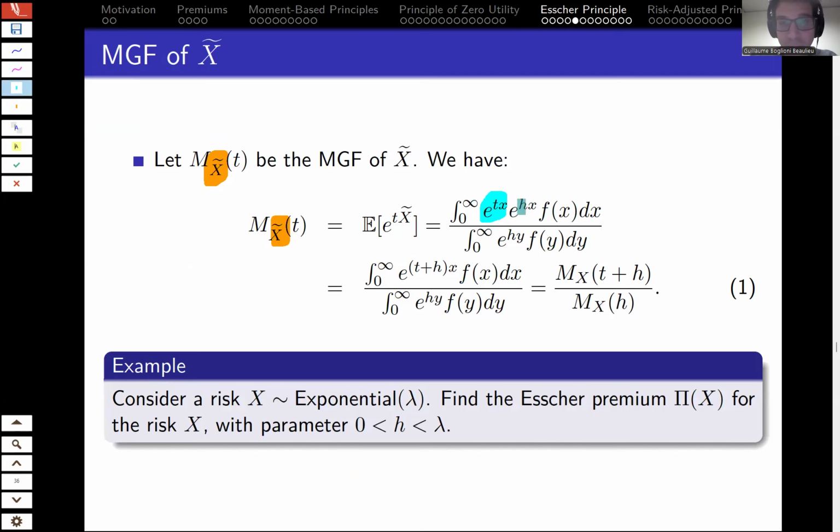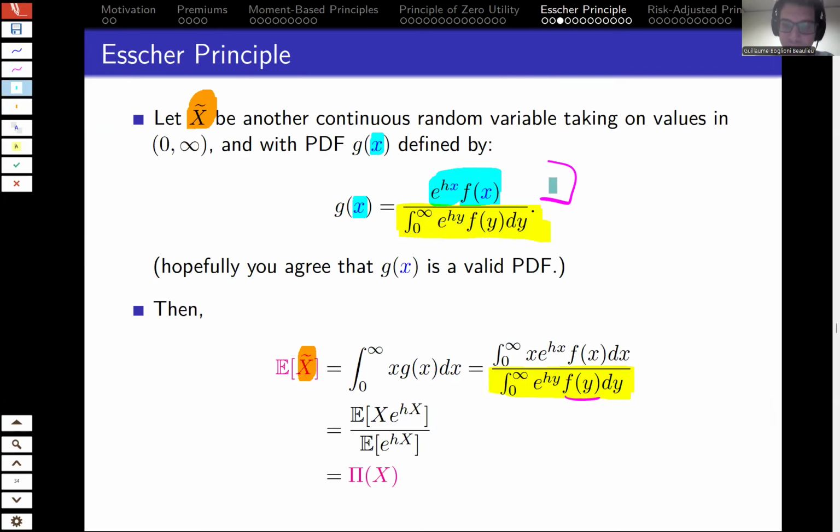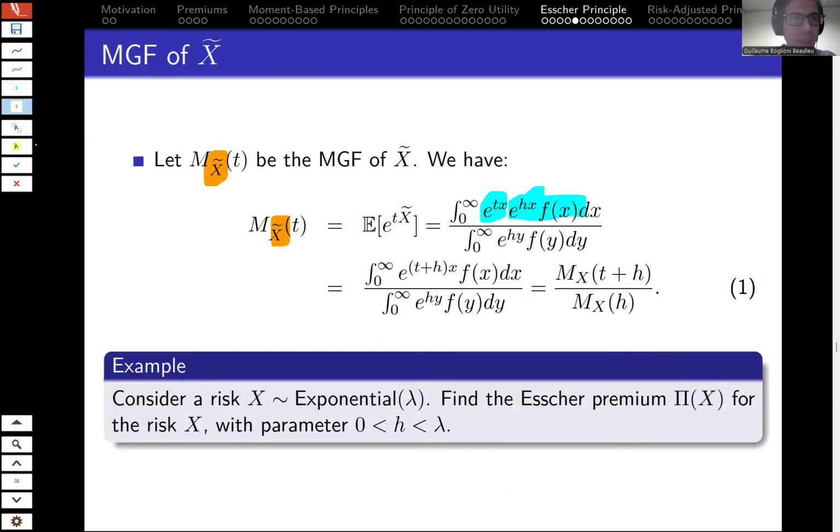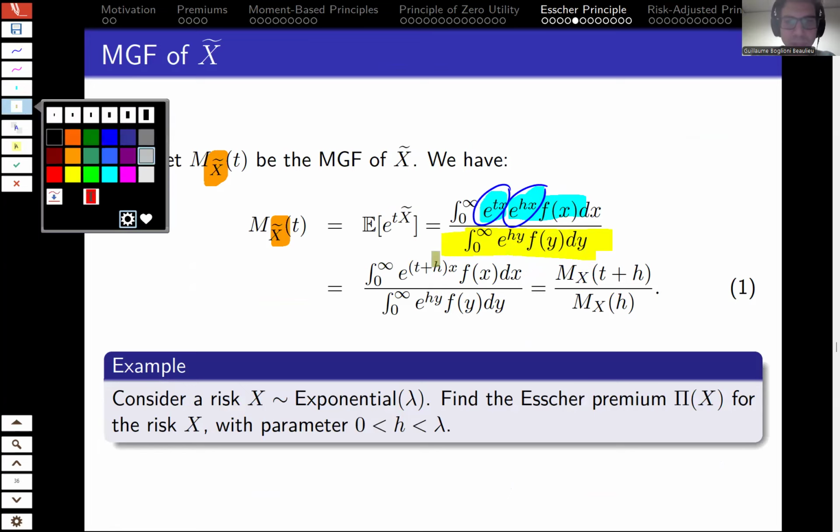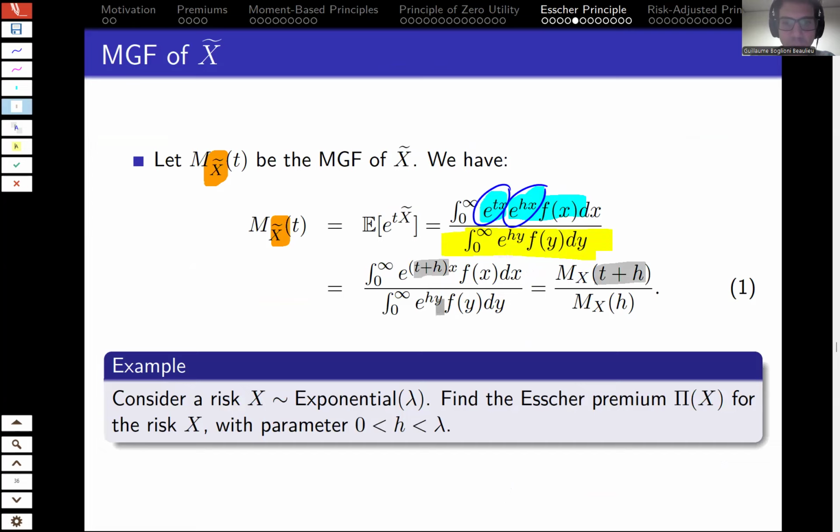But then the density of x tilde, remember, it's the e to the hx times f of x that we had over there, divided by the yellow bit. Again, the yellow bit is a constant in the sense that it has no x. So you have this, and then simplifications. You can regroup this term and this term together to be e to the (t plus h)x. But then you look at this, take a second to convince yourself that this is just the MGF of x evaluated at the argument t plus h. And on the bottom, you have, again, the MGF of x, but evaluated at the argument just h.